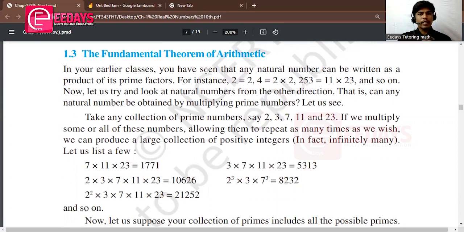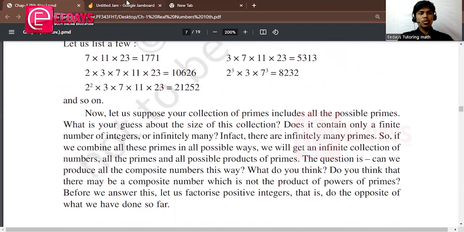2, 3, 5, 7, 11, all those things are prime numbers. I think everyone knows. 2, 3, 7, 11, 23, all these are prime numbers. If you multiply these numbers, repeated many times, we'll get a large collection of positive integers. Let's see how to do this.